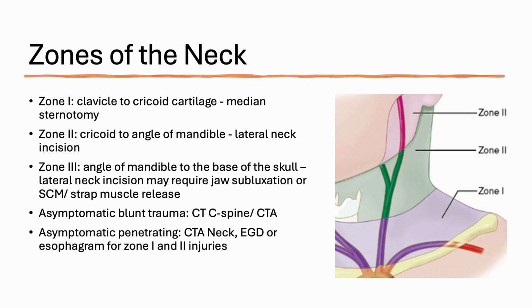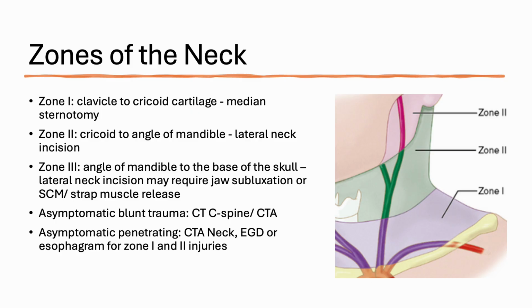When it comes to neck trauma, it's always important to identify what zone of the neck an injury has occurred in, as it's going to guide your surgical approach when you're dealing with these injuries. So zone 1 is from the clavicle to the cricoid cartilage, and these injuries are usually accessed by a median sternotomy. Zone 2 is from the cricoid to the angle of the mandible, and these are most usually accessed by a lateral neck incision. And then zone 3 is from the angle of the mandible to the base of the skull. As you can imagine, these can be very challenging to deal with and may require jaw subluxation or even strap muscle release for exposure.